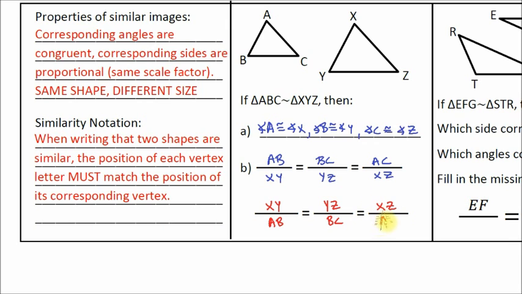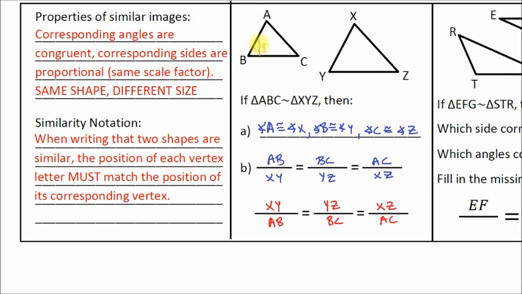XZ over AC. So in this case, I took the first two positions of the second triangle listed and matched them up with the first two positions of the first triangle. So both of these may have different values, the AB over XY, and look at this, XY over AB is the reciprocal. They're going to have different values, but the proportionality statement will still be true if we flip all of them upside down. What you can't do is this.